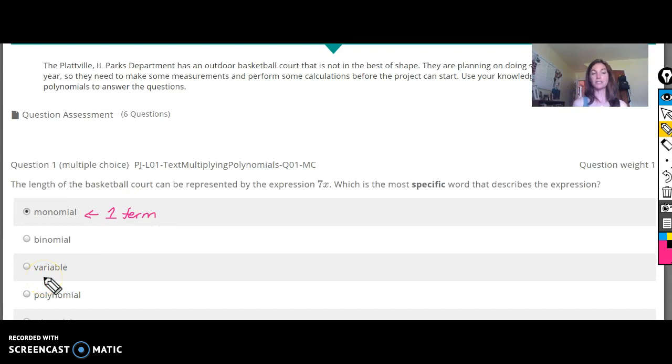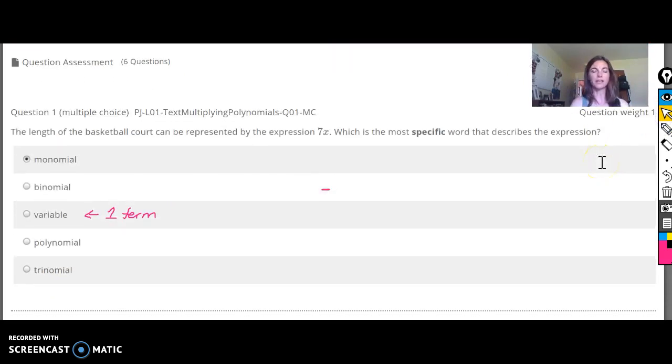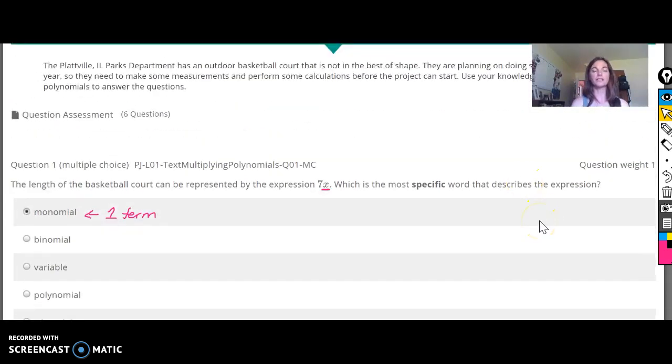Binomial is two terms. Variable is the actual letter, representing different numbers. Polynomial could be two or more terms. And let's just scroll down to see what our other options are here. Trinomial is three terms. So the only thing that actually describes 7x the most thoroughly is a monomial. I suppose you could say variable, but then that doesn't include the coefficient. So we're really describing the fact that it's a one-term expression, and it's a monomial.